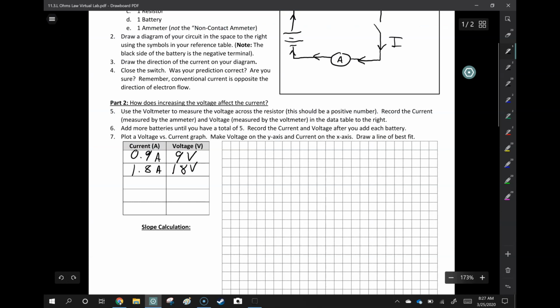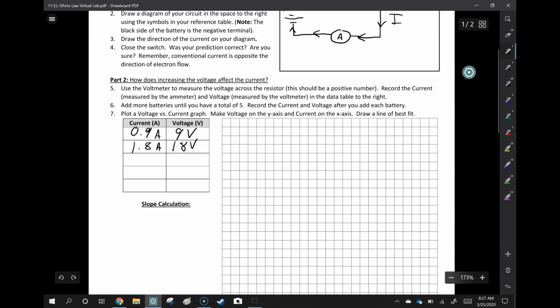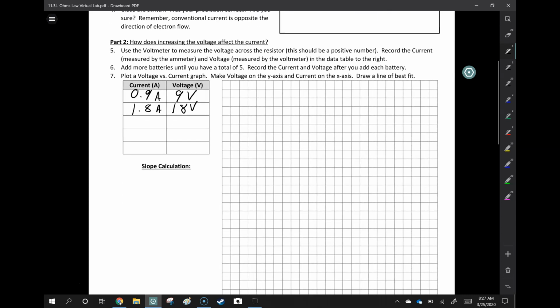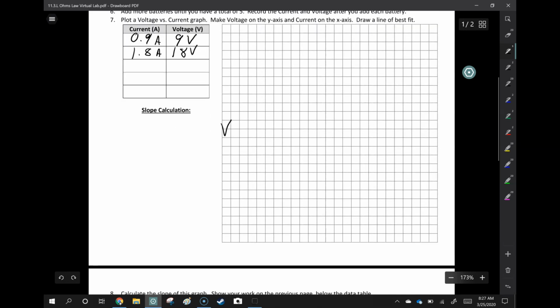You don't need to put the labels because it's at the top of the table. Anyway, okay. Plot a voltage versus current graph. Make sure the voltage is on the y-axis and the current is on the x-axis. Boom. I don't know how you're going to do this at home if you're on the Word document.